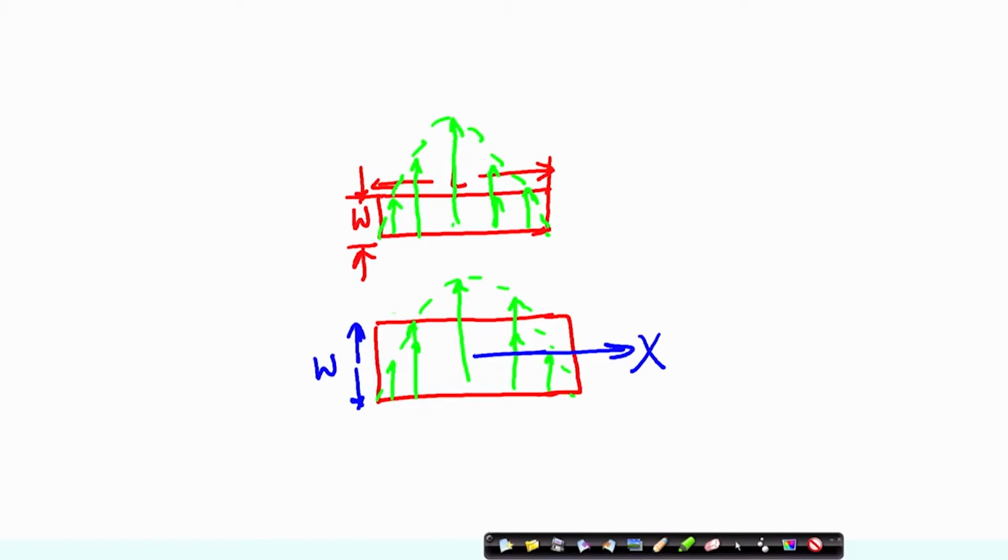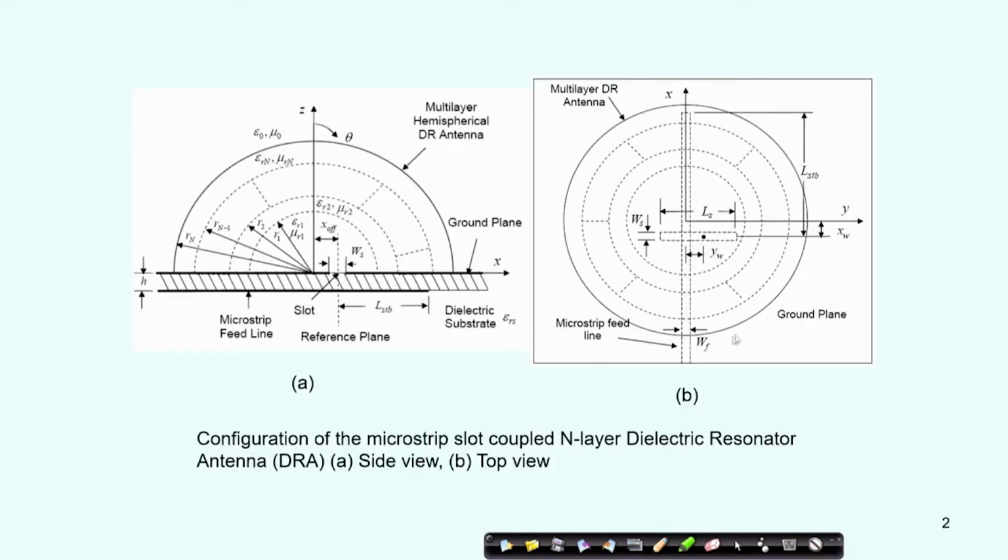So, let us go back to the presentation. Now, we have the slot of length Ls and width Ws. The slot x offset is along the x direction; this is the microstrip line coming, and Wf is the width of the feed line. F stands for feed. Xw is the x offset of the slot, and this is the y direction, so Yw is the y offset of the slot. So, the slot is offset at xw, yw. If xw equals 0 and yw equals 0, it means that the slot is at the center. So, it is a center coupled slot if xw equals yw equals 0.